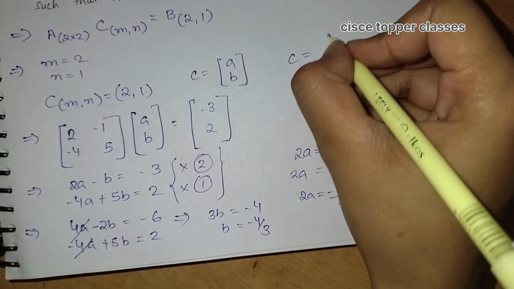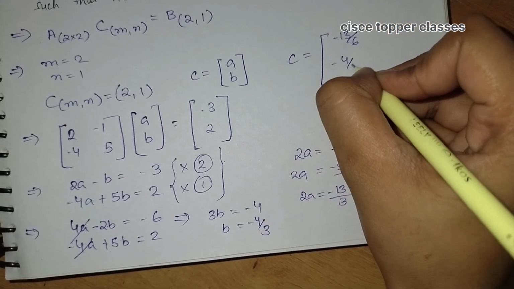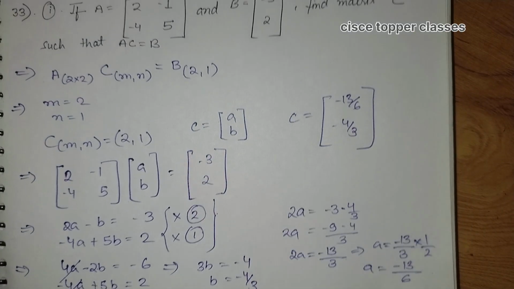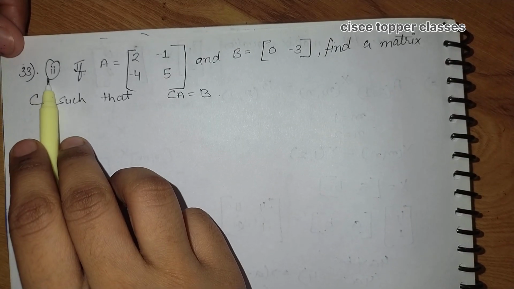So the matrix C we can write as minus 13 by 6 and minus 4 by 3 is the value of matrix C in this question, and this is the solution of question number 33 first part. Now let us solve question number 33 second part.